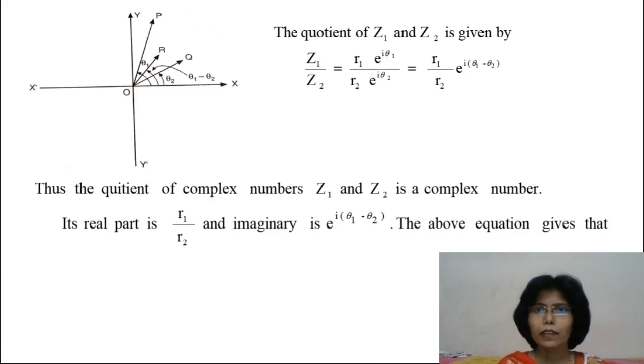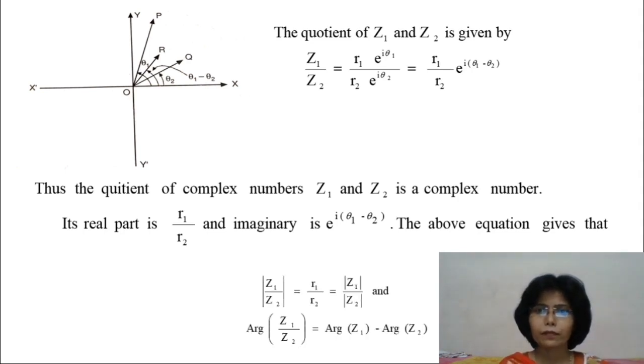The quotient of Z1 and Z2 is given by Z1 upon Z2 is equal to R1 e raised to i theta 1 upon R2 e raised to i theta 2, which is equal to R1 upon R2 e raised to i theta 1 minus theta 2. The real part of this complex number is R1 upon R2 as it is, and the e raised to i I take outside, so it becomes theta 1 minus theta 2. The quotient of the complex numbers Z1 and Z2 is a complex number, and its real part is R1 upon R2, and the imaginary part is e raised to i theta 1 minus theta 2.